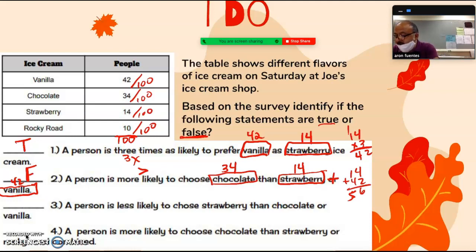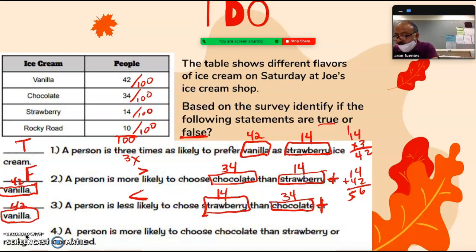Number 3, a person is less likely to choose strawberry. Less likely, that means less likely than chocolate or vanilla. Remember, or will be addition. So strawberry, we have 14, chocolate 34, and vanilla 42.